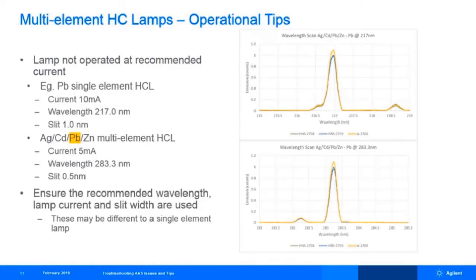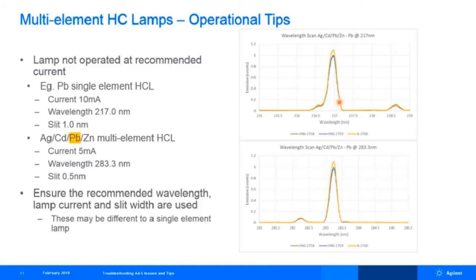So let's think about some important operational tips that we should keep in mind if we're going to work with multi-element lamps. As we've already outlined, one of the most important criteria is we do need to make sure the lamp is operated at the recommended current for the multi-element lamp. And this slide gives you an example of why this is so important. For the lead single element lamp, we have a recommended current of 10 milliamps. But in the multi-element lamp, we actually use a lower lamp current. We also recommend a different default wavelength for that particular lamp, and that's shown in these particular slides.